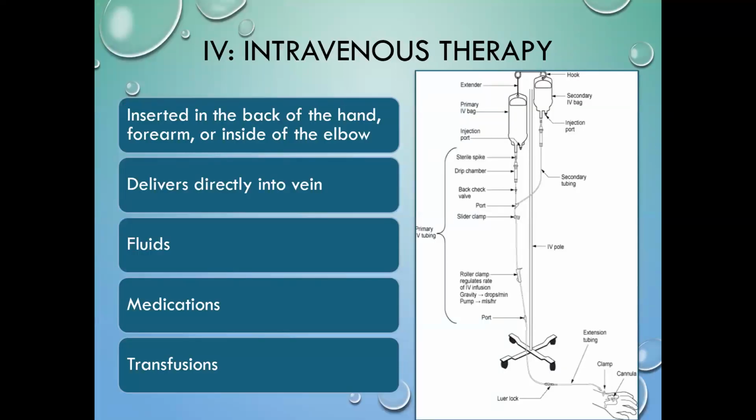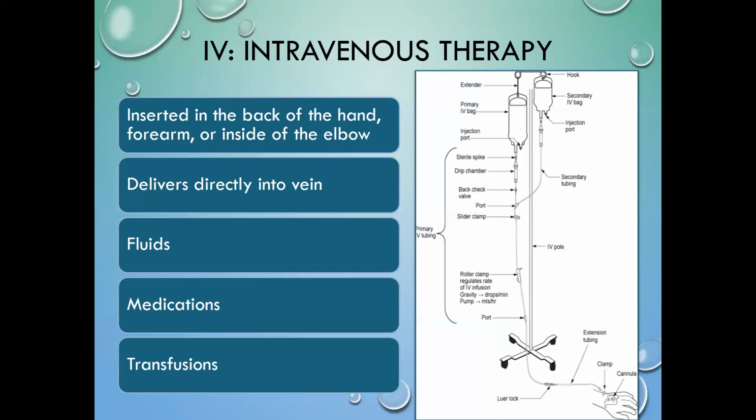All right, so we talked about A lines and blood tests, but another essential line that you'll see in the hospital, sometimes even in outpatient and home health settings, depending on your patient and their needs, is an IV. An IV is inserted into the back of the hand, the forearm, or inside of the elbow. It's used to deliver fluids directly into the vein. So this can be actual fluids, something like saline for a restoration of fluid balance or quick hydration of tissues, or it can be medications, so something like morphine for pain or antibiotics. IVs can also be used for transfusions.